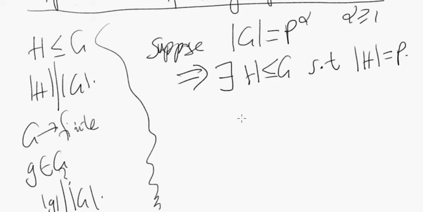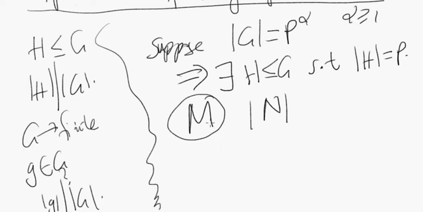This begs the question, how do we prove that a group has a subgroup of a given order? In general, how do we do that? If we had some group, let's call it capital M, how can we determine if the group capital M has a subgroup N of some order? How do we determine that?